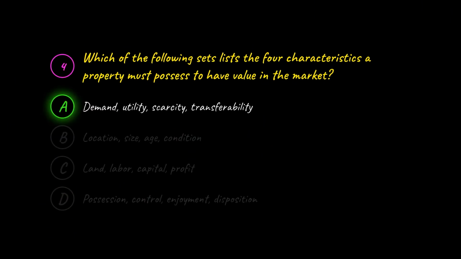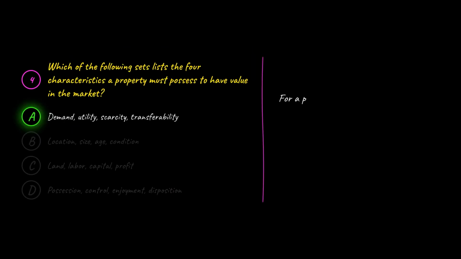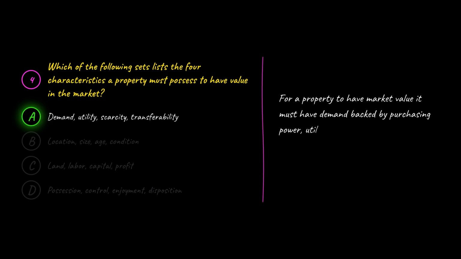The correct answer is A. Demand, utility, scarcity, transferability. A is correct because for a property to have market value, it must have demand backed by purchasing power, utility, scarcity, and transferability. These 4 traits are remembered by the acronym DUST.